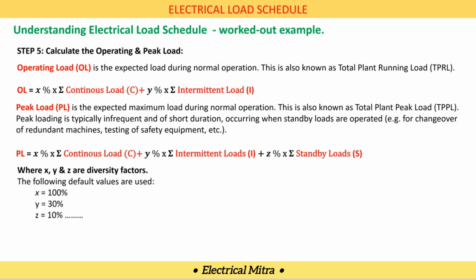Whereas the peak load, or the total plant peak load TPPL, is the expected maximum load during normal operation. Peak loading is typically infrequent and of short duration, occurring when standby loads are operated, for example during the changeover of redundant machines, testing of safety equipment, testing of fire water pumps, etc. Now, peak load is calculated as the sum of 100% of all continuous loads plus 30% of intermittent loads plus 10% of the standby loads.